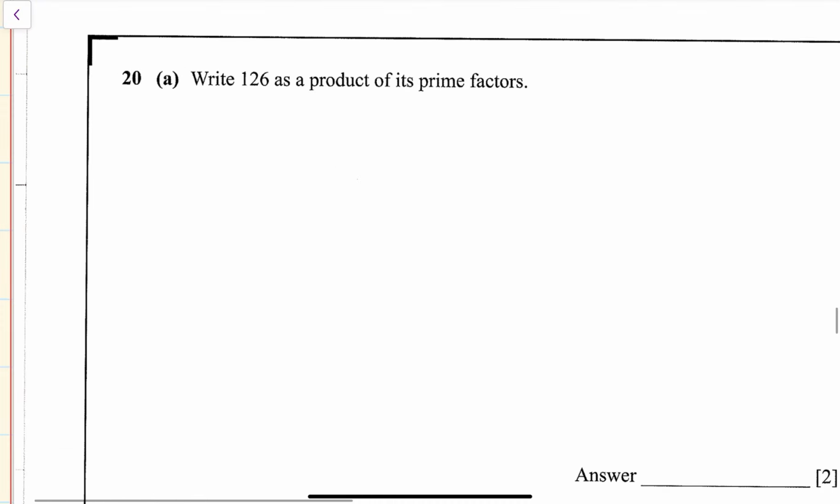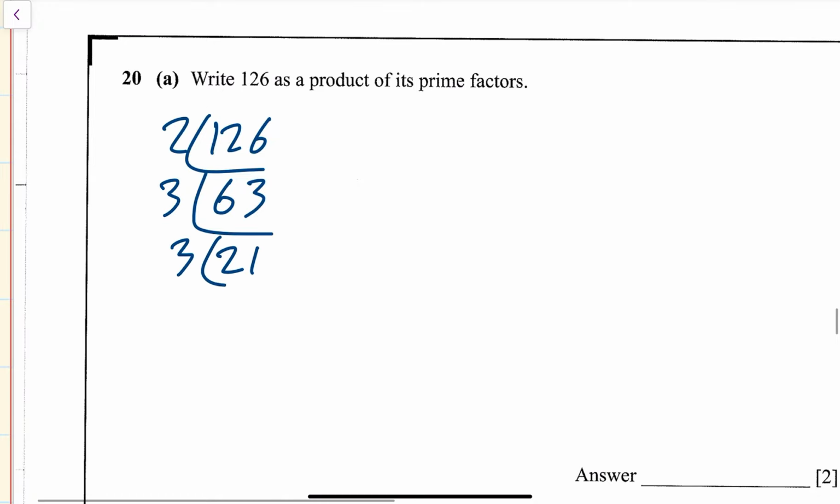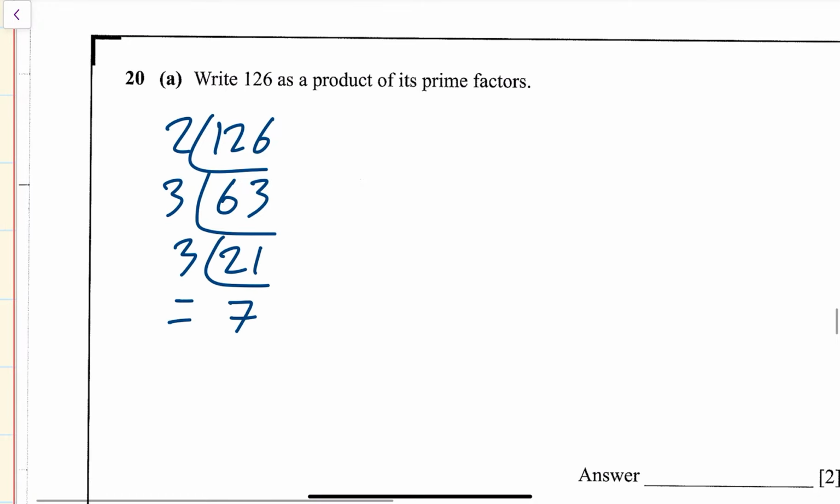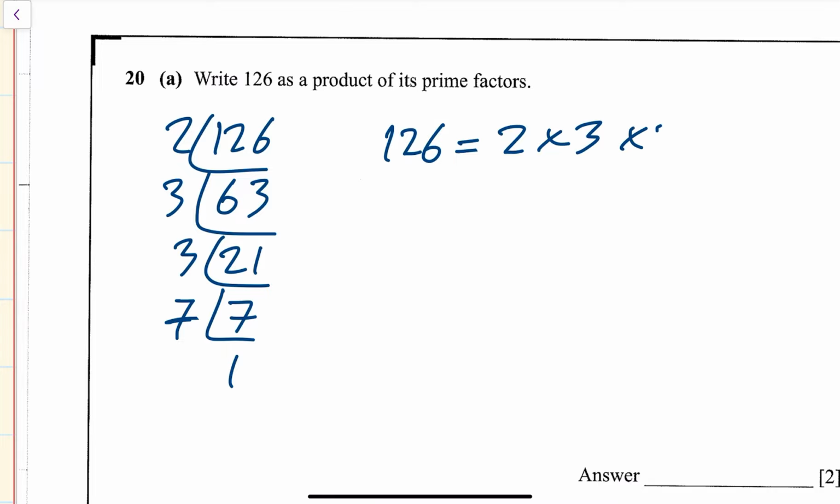Okay, question 20. Write this as a product of its prime factors. Okay, I'm going to do this out the long way and then show you the quick way of doing it as well. This is the way I prefer to do it. Divide by 2, you get 63. Can't divide by 2, divide by 3, you get 21. Divide by 3, you get 7. Divide by 7, you get 1. So your 126 is 2 times 3 times 3 times 7. To guarantee you getting the marks, make sure you do 3 squared times 7.